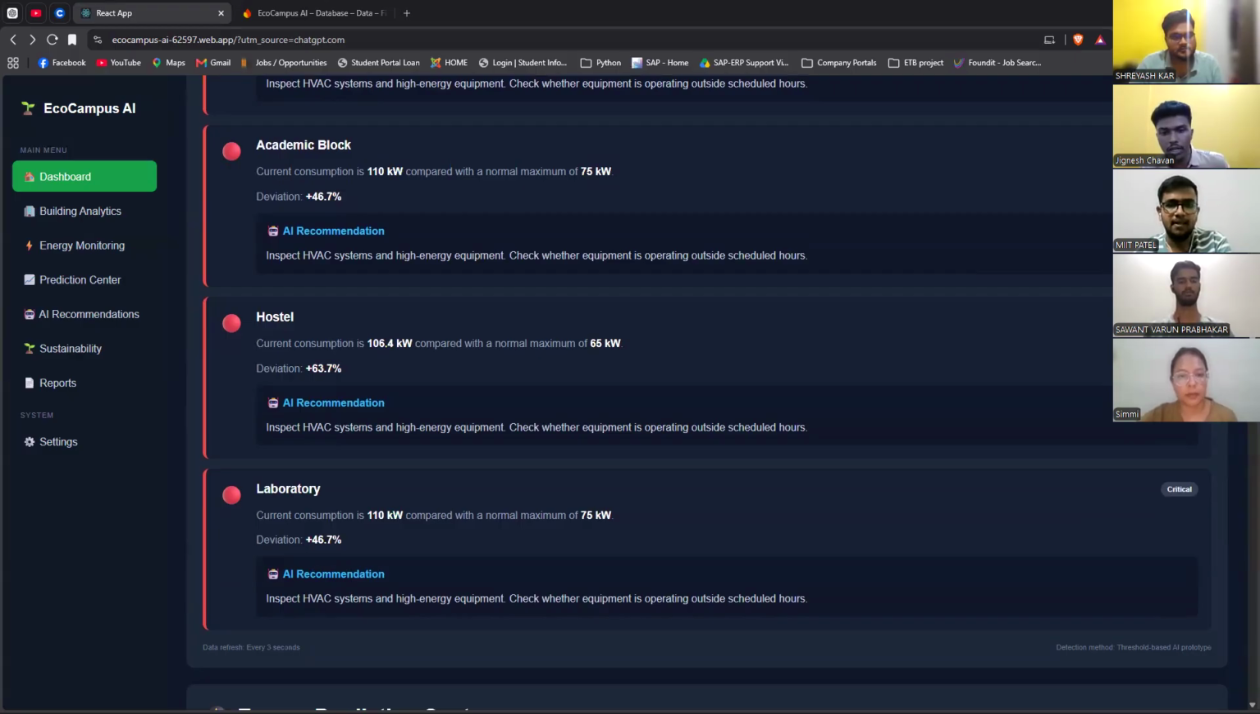Importantly, our current prototype uses a threshold-based detection approach. It is not claiming to be a fully trained machine learning model. So in a production version, this could be enhanced using historical IoT data, occupancy, weather, academic schedules, and a machine learning model. So from a management perspective, anomaly detection helps in various ways, and management can also make better decisions from it.